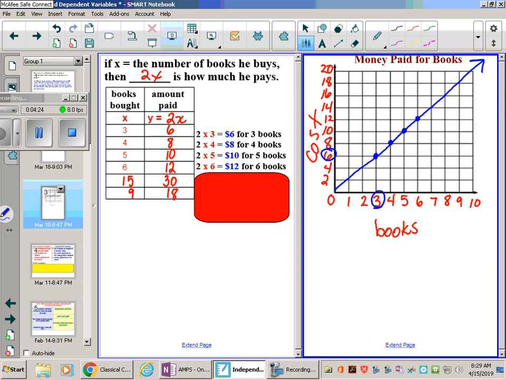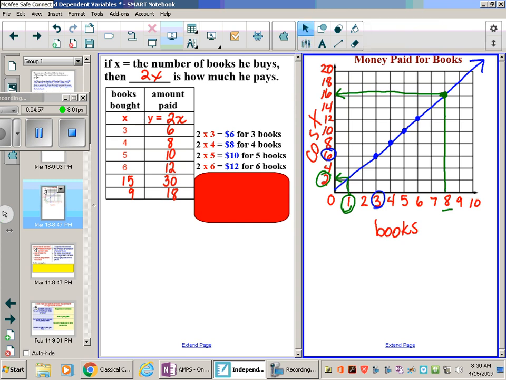It can continue forever. And when I look at this, it actually even gives me information that's not in my chart. Remember, we've talked about this. For example, if I wanted to buy 8 books, I could go up this line and see that 8 books is going to cost $16. Remember, if you think back to when we were doing ratios and ratio tables, we also said you can find the unit rate from looking at graphs. For example, 1 book costs $2. So that's our unit rate of $2 per book.